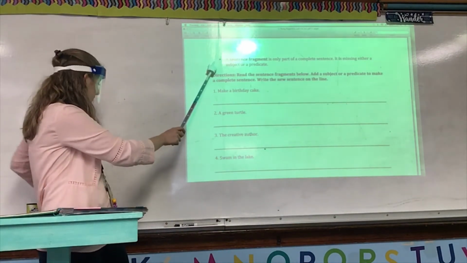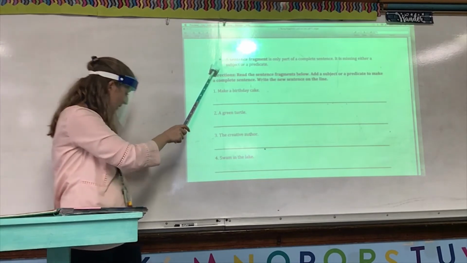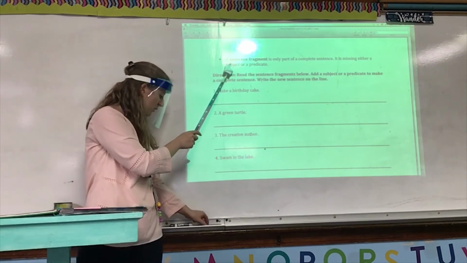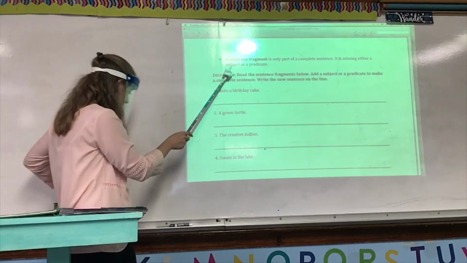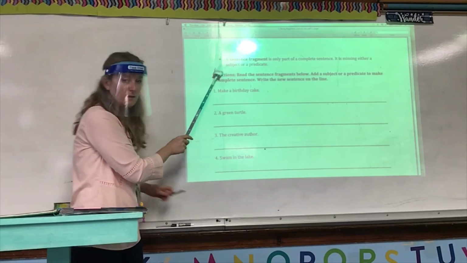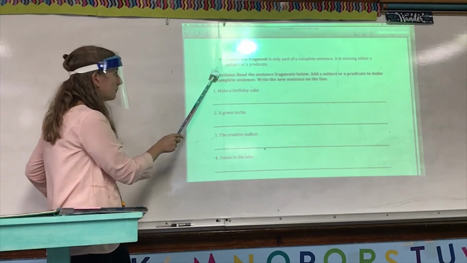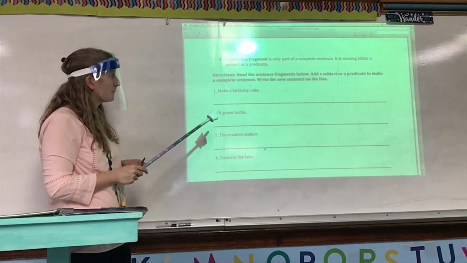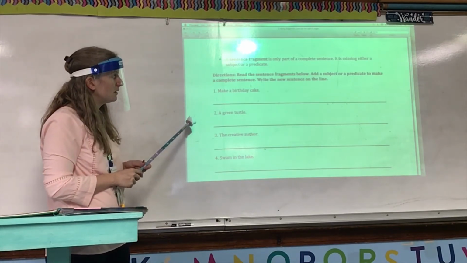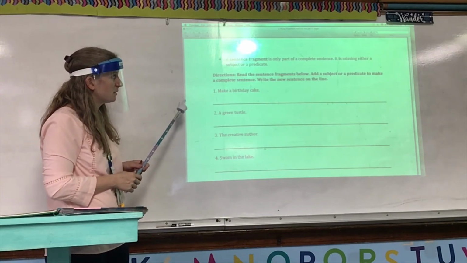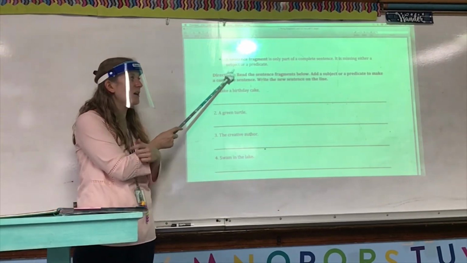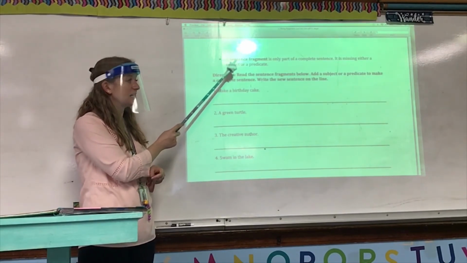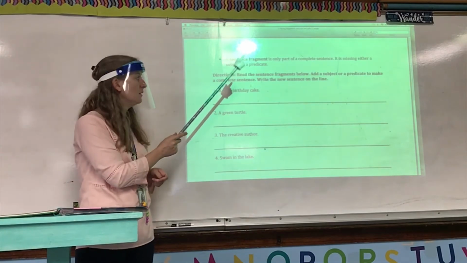Read the bullet point that tells us important information about this page. Zari. What does this bullet point tell us? This is important information for numbers 1 through 4. A sentence fragment is only part of the complete sentence. It is missing either a subject or a predicate. Good. So a sentence fragment is only part of a complete sentence. So it is incomplete. It is missing either a subject or a predicate.